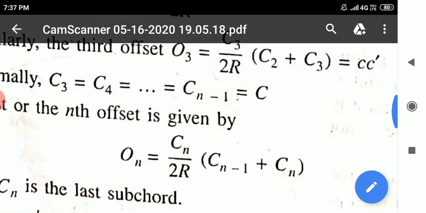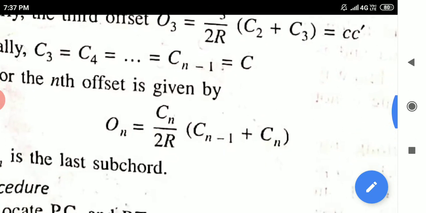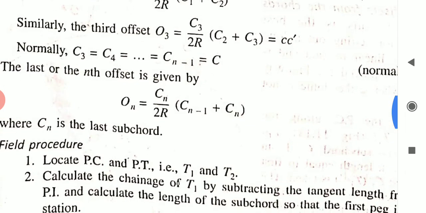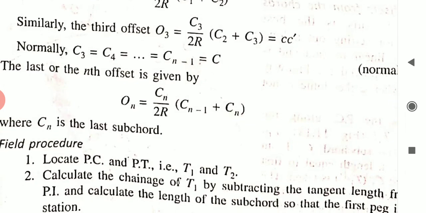See here, we have the same type. So for setting out curves by the chord produced method, the formula is On equals Cn divided by 2R into Cn minus 1 plus Cn.